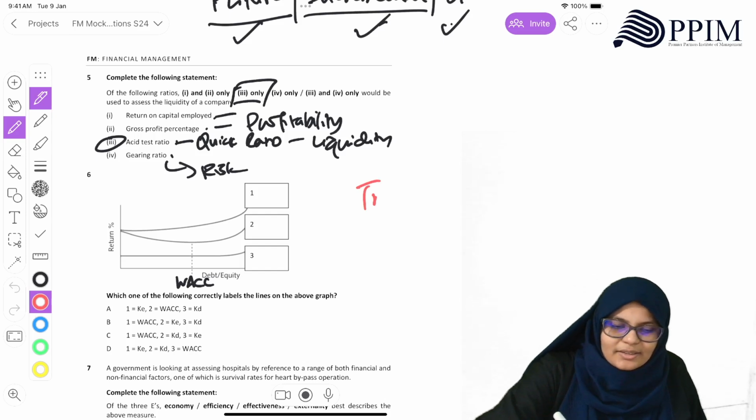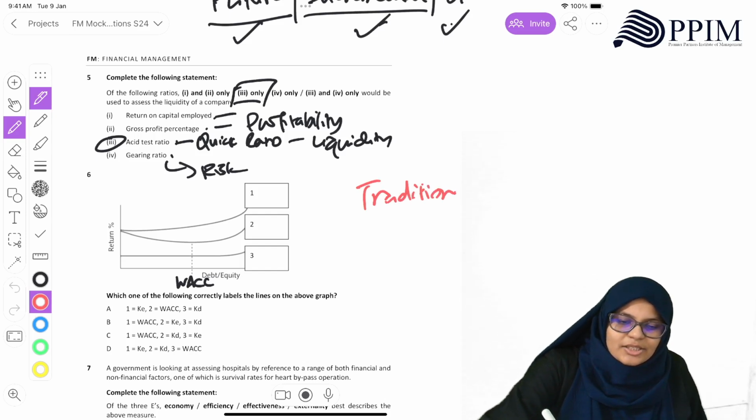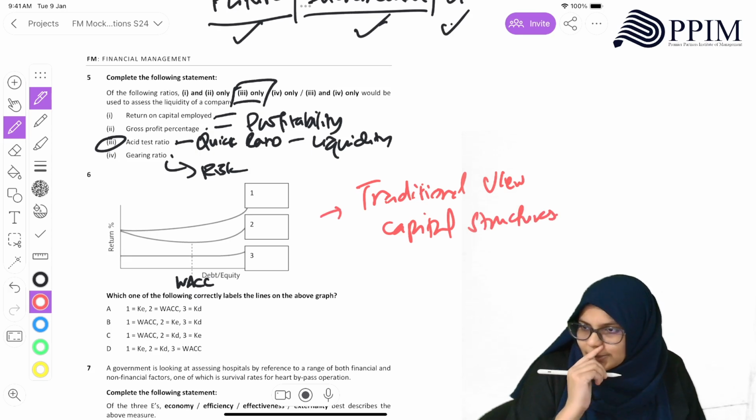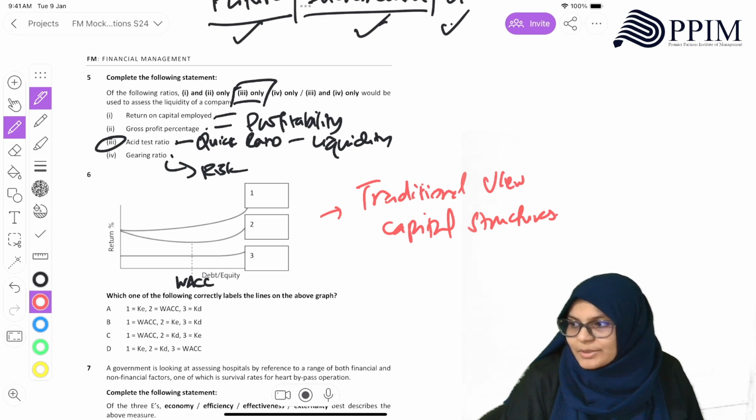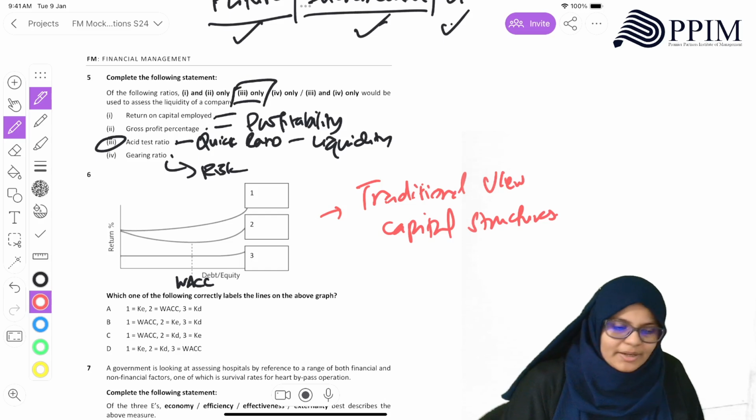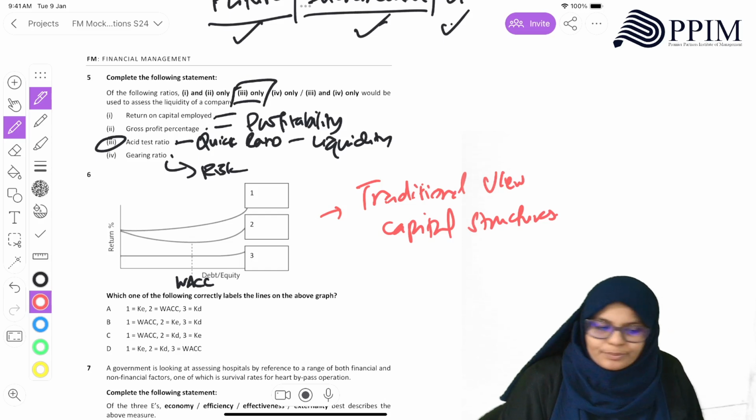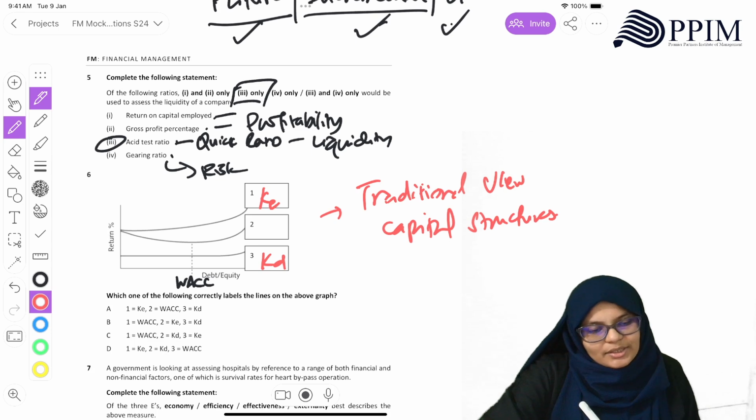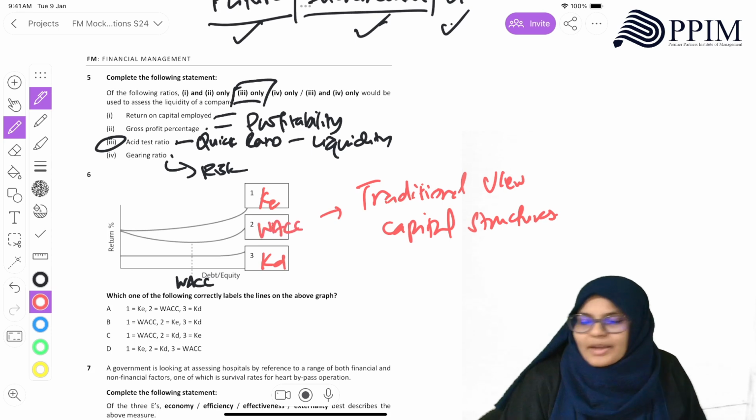This is the traditional view of capital structures. Okay, so please make sure you learn these areas. If you don't know where this is coming from, that means you haven't gone through this particular chapter, right? So in the traditional view, we said this is going to be the cost of debt, one will be the cost of equity, okay, and 2 is only the weighted average cost of capital.